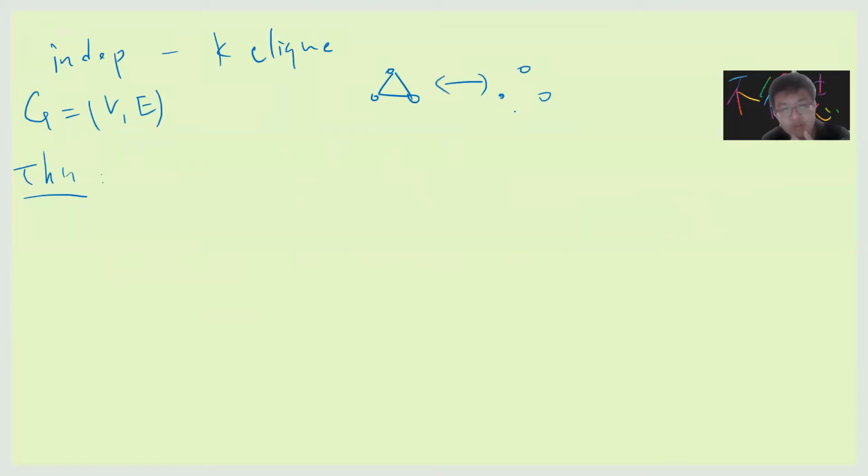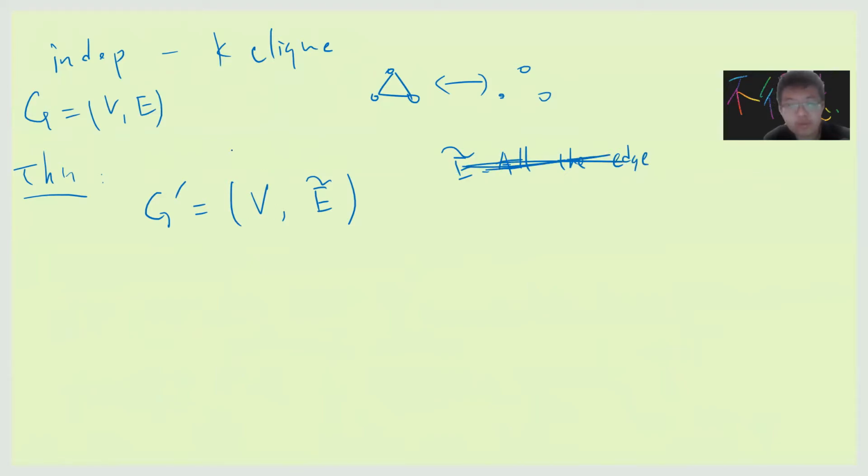Okay, so this gives you a feeling that you can construct G prime, which is a so-called reverse graph, with the same vertices but edges E tilde. So let me quickly define this. It's called a so-called reverse graph. Simply speaking, a reverse graph is where you remove all the existing edges and add all the edges which are not connected.